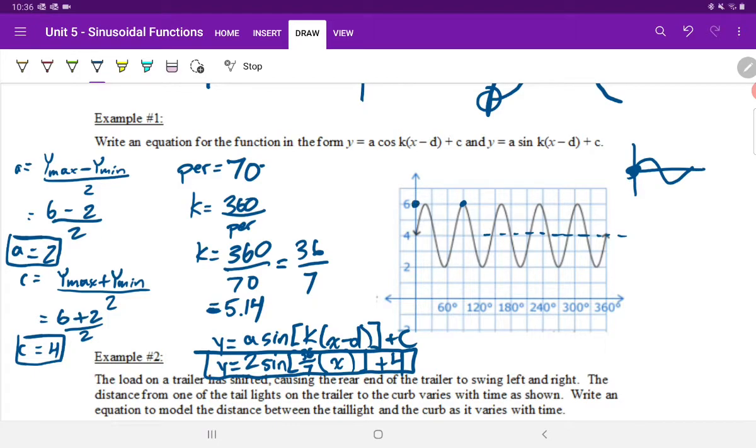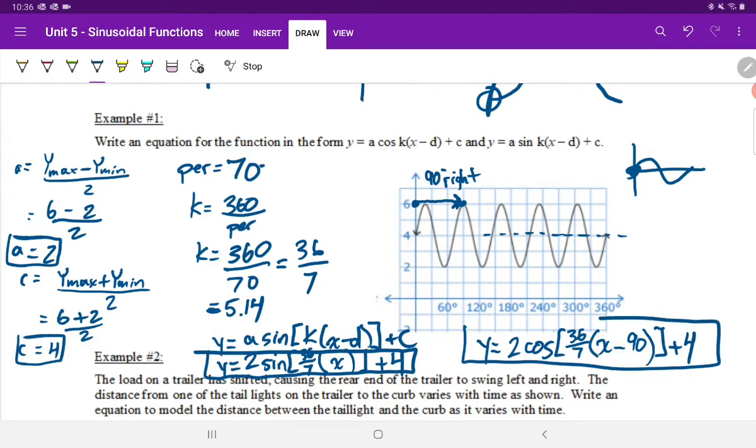So if the original cosine function started at the maximum and moved 90 degrees to the right, I could write another equation with some phase shift. This time I use the cosine function of 36 over 7 times x. Now I'm going to have a phase shift. If I went 90 degrees to the right, then in my equation I show minus 90. And so these two equations are equivalent. They're the exact same.